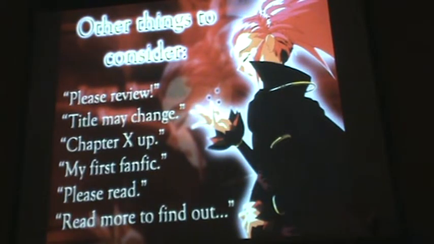"Please read." Again, you don't need to beg, because nobody cares about that. "Read to find out more." Yes, we know. And I think one other one that we avoid is, well, if you're going to put this in, don't even bother writing: "I'm flunking remedial English." Yes. I mean, I read the fic, it looks like a dictionary threw up. Please don't even bother writing.